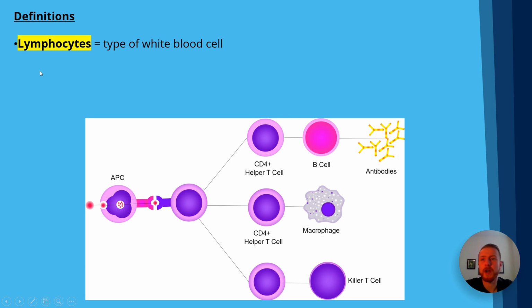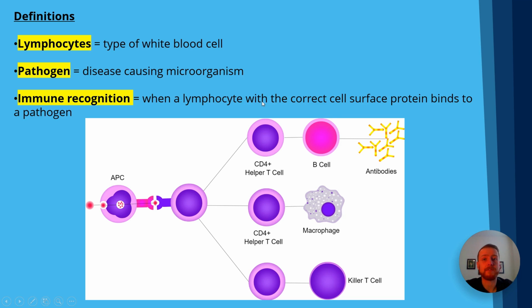So some definitions for you to add to your notes. First of all, lymphocytes, they're a type of white blood cell. You'll learn about T and B lymphocytes in AQA A-level biology. Pathogen is a disease-causing microorganism, and the immune recognition is when a lymphocyte with the correct cell surface protein binds to a pathogen. Now this would be representing a pathogen. It gets taken up via something like phagocytosis into a white blood cell such as a macrophage, and then that antigen gets presented on the surface. So here APC means antigen presenting cell, and then from that we have this coordinated immune response where helper T cells can go on to stimulate B cells and macrophages and T cells and all the stuff we need to fight off an infection. So there is our phagocyte.